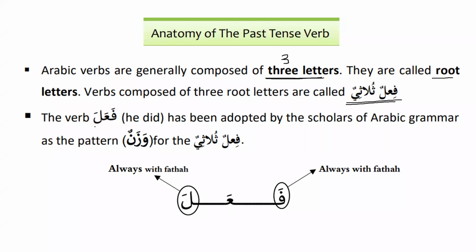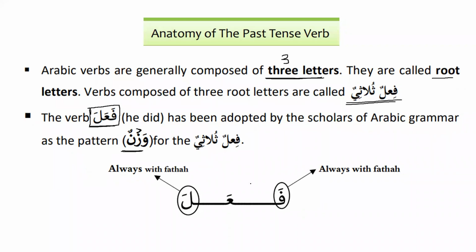The verb fa'ala, he did, has been adopted by the scholars of Arabic grammar as the patron, waznun, for fi'lun thalathiyun. So fa'ala is the verb. The whole Arabic structure is based on this verb, fa'ala. And whenever we talk about the waznun, the patron, please remember that it's not necessary that the patron should have a meaning. Sometimes it can have a meaning, but most of the time it's meaningless. It's basically, we want to say that this is on this patron. That means we have to follow that patron and nothing else.